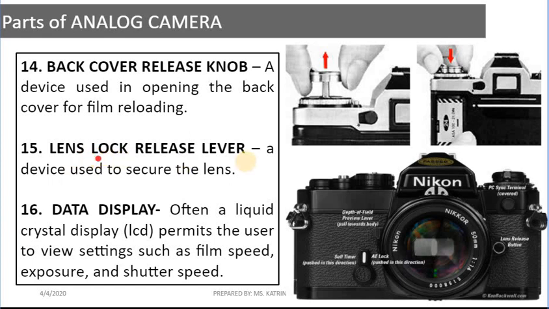So, we also have the lens lock release lever. Ito siya. Ito yung pinakita ko sa inyo kanina sa video na kailangan pindutin niya muna bago maalis yung lens. Ayan. So, that is the lens lock release lever, a device used to secure the lens. Then, you also have the data display, often a liquid crystal display or LCD, permits the user to view settings such as film speed, exposure, and shutter speed. Yung data display, meron kasi mga analog camera, wherein meron sila dito pinaka-box, tapos data display, parang nakikita mo din yung mismong image, para siyang viewfinder din.